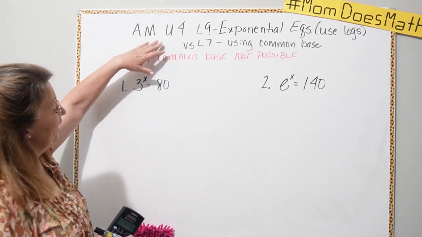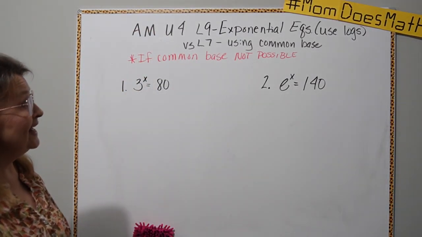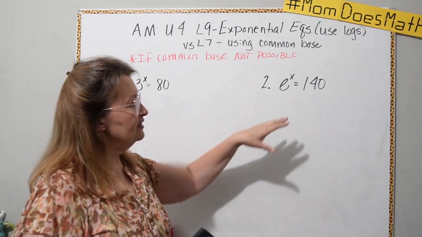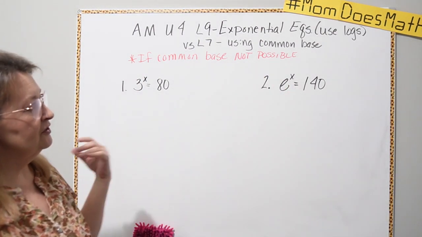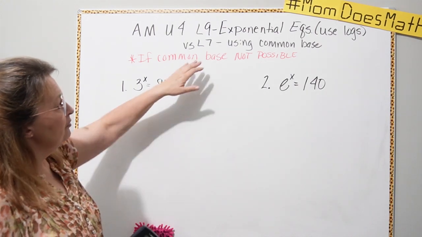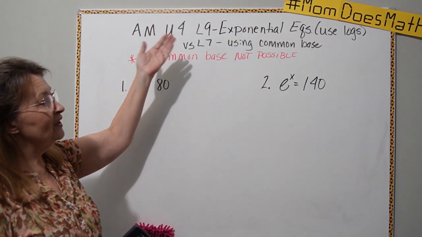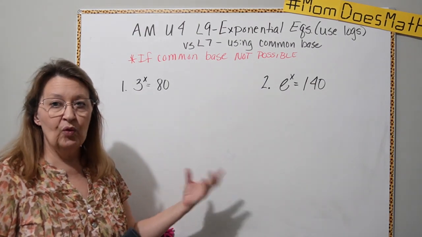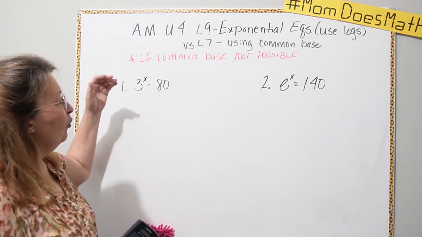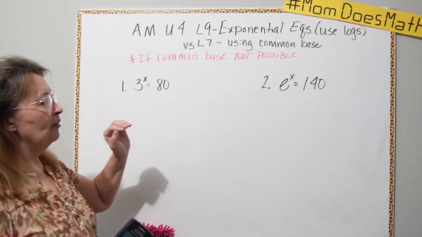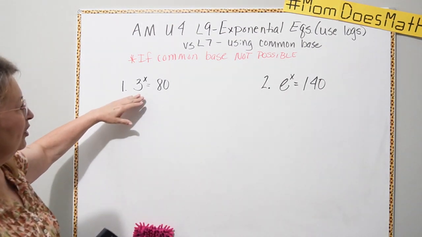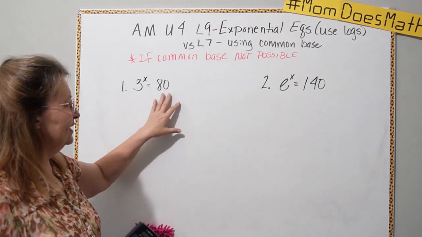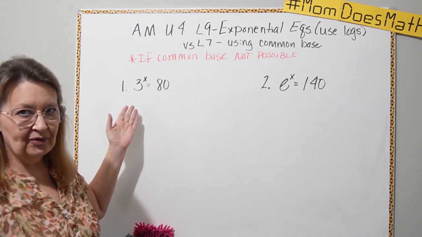Okay, we're now in AM Unit 4, Lesson 9, Exponential Equations again. Only this time we're going to solve these equations using logarithms. If you remember back in Lesson 7, we solved exponential equations using common bases, and then we did the one-to-one property. Well, what if a common base is not possible? For example, 3 and 80. It's not going to be possible to find a base for 80 that matches 3.